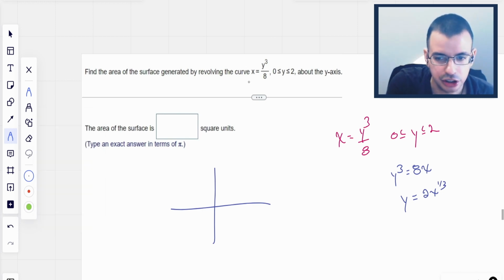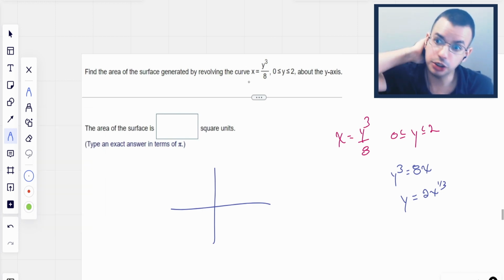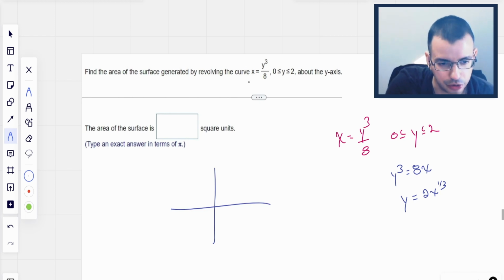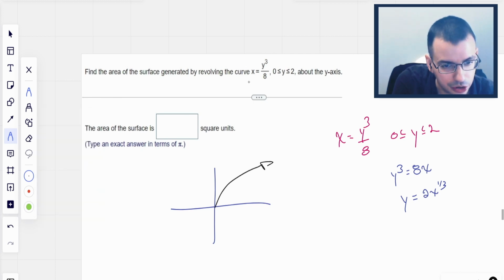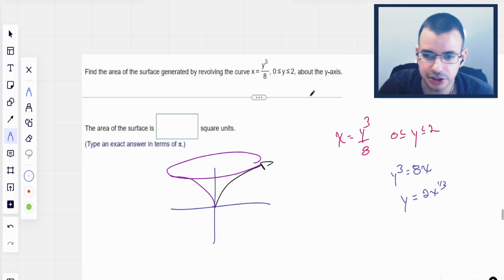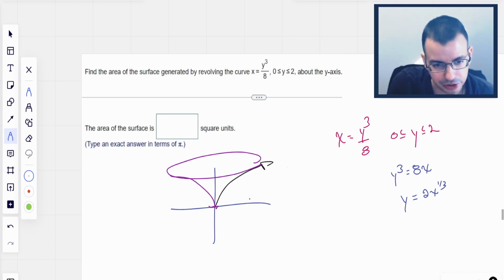I like pictures. So y equals the cube root of x is kind of like square root. So it kind of has the same feel to it. So let's say like that. And yes, we'll go from 0 to 2. So we're going to revolve this around like that, and we're going to get kind of like a funnel shape here. Yeah, that seems reasonable. I'm going to go from y equals 0 to y equals 2.